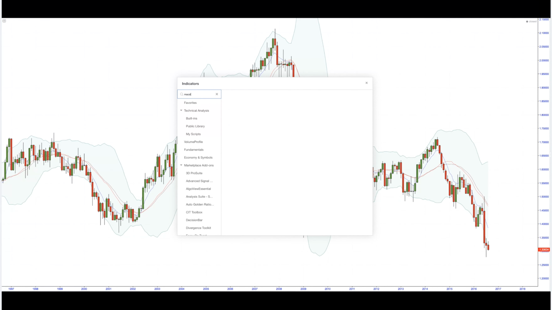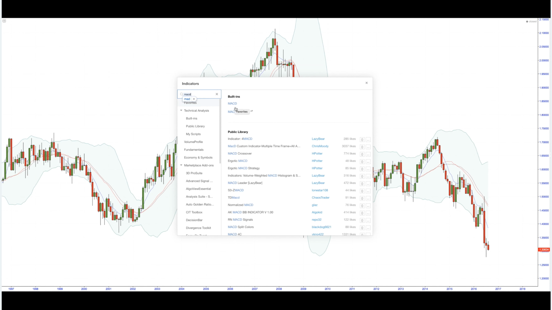Let's have a look for MACD. These are some built-in ones. And we have so many public library ones now on the TradingView, which basically means people are now coding their own indicators, which has been about for a while. You can go into all of the forums, Forex Factory forums, you can type in indicators on Google, and you can just see the absolute mess that there is.